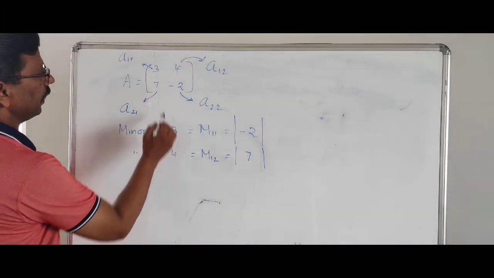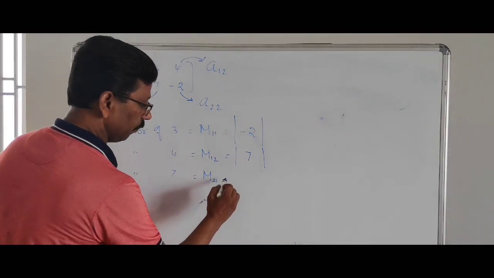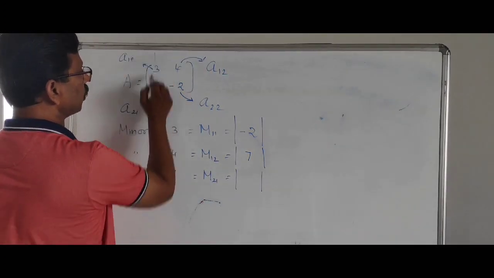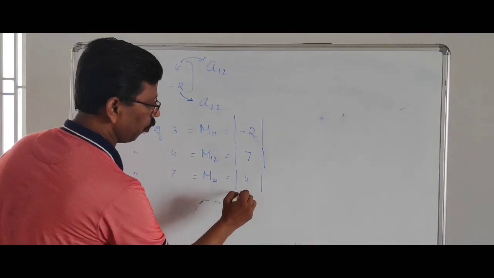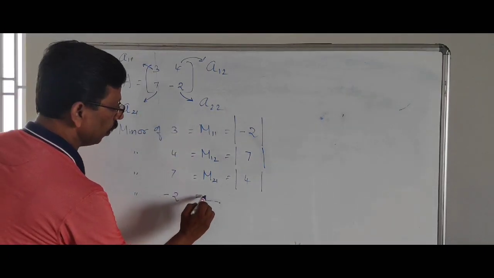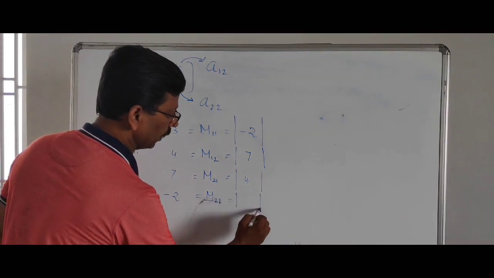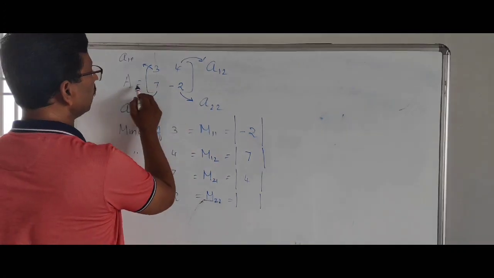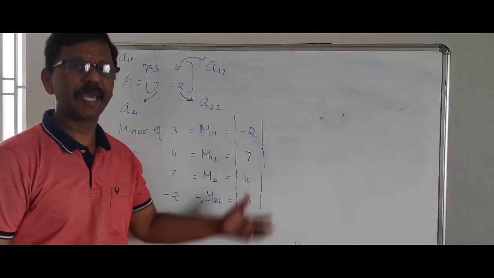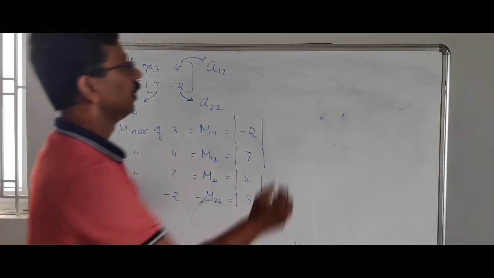Now, minor of the element 7 is denoted by M21, which is a determinant obtained by deleting the second row, first column. Delete the second row, first column, then we can choose the element 4. Now, minor of the element minus 2 is denoted by M22, which is a determinant obtained by deleting the second row, second column. Leave second row, second column, then you can choose the element 3. Now likewise we can find the minors. Okay, now after finding these minors, we can see the next concept, cofactor.